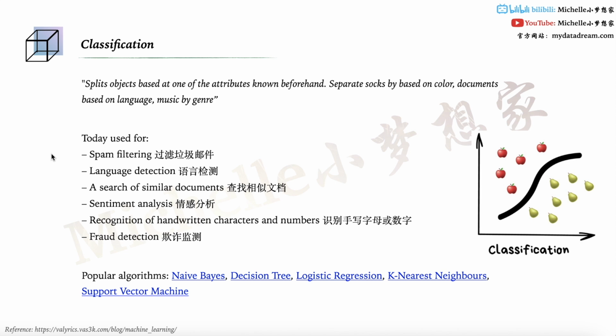The first one is classification. You can tell from the name that the algorithms of this category classify based on historical data. For example, classify fruits according to the type, classify documents according to the language, classify music according to the type, and so on. So classification is often used in the areas of spam filtering, language detection, etc. And the most common, popular algorithms are naive Bayes, decision tree, logistic regression, KNN, SVM, etc.